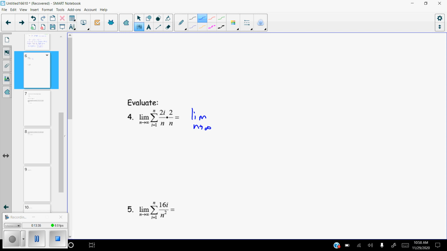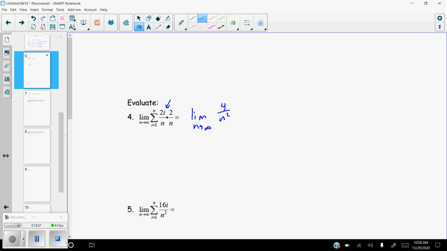All right, so the first thing I can see is the i on top is the only piece right here that's actually going to have anything added. The 2 times the 2 on top is a 4. That can be pulled out as a constant. The n times the n on the bottom is an n squared. That's not having anything to do with our i, so we can pull that out as well. So I can pull out a 4 over n squared.